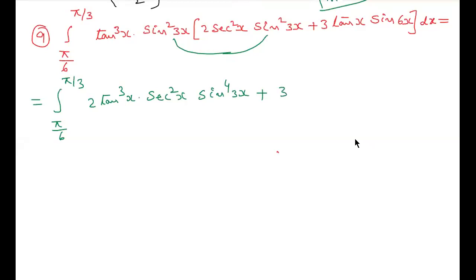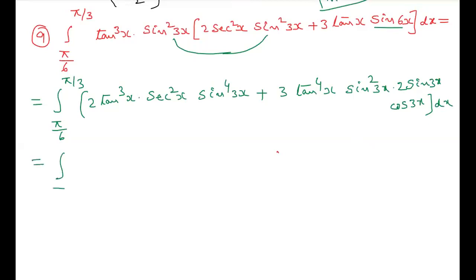3 tan cube into tan power 4x sine square 3x, into here sine 6x. Sine 6x we can write as 2 sine 3x into cos 3x, whole dx. Okay, next how to do here?